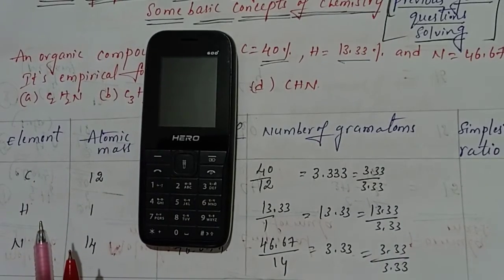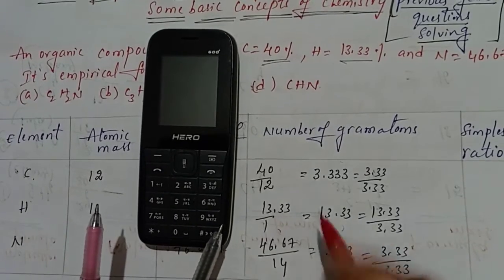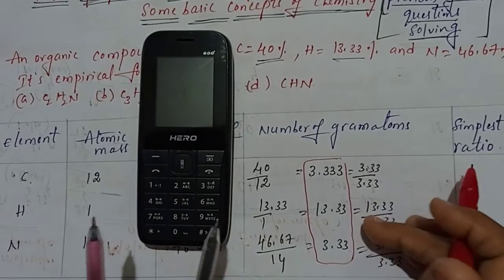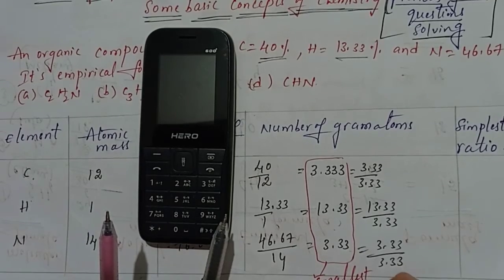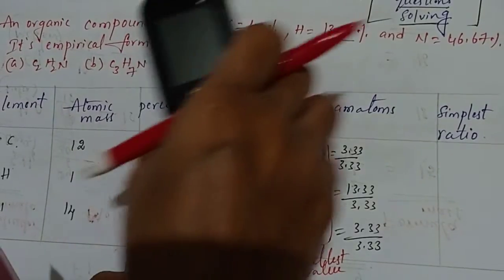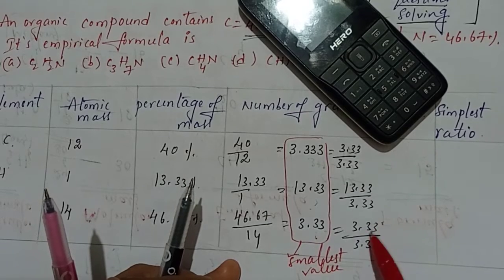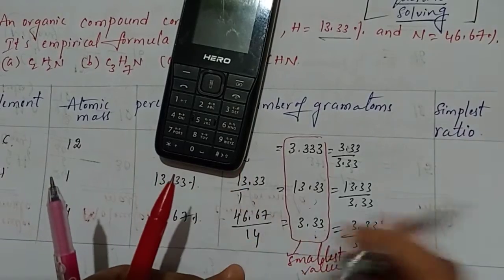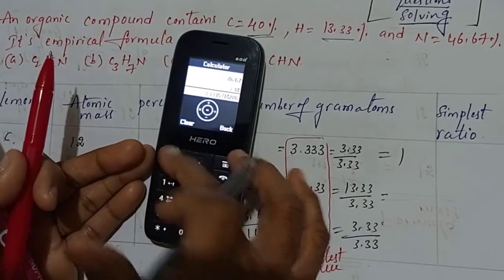Clear this one? See, which is the smallest value in these three values? With that value, you have to divide all the values, students. Understanding? So the smallest value you have to take. Are you clear? With that smallest value, you have to divide all the three values, students, then you will get this. Now tell me, students, 3.33 by 3.33, how much? You will get the value 1. This 13.33 by 3.33, how much will you get?